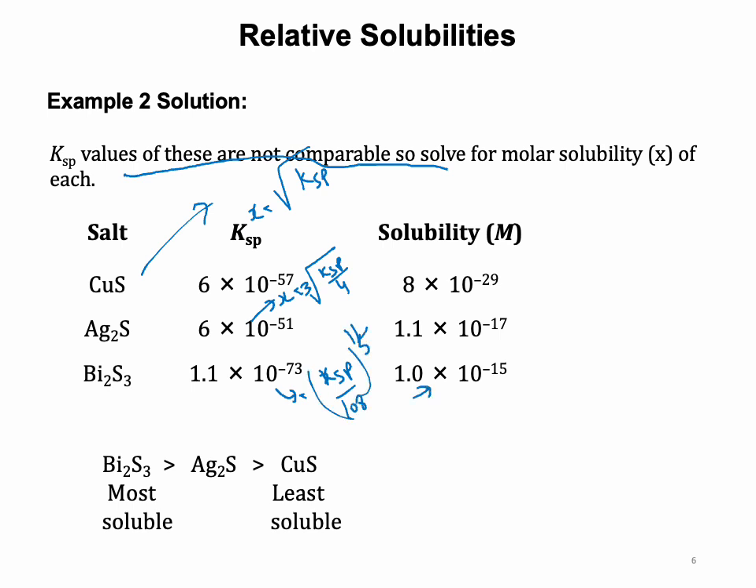That's when you get this. So you have to find values of X for all of them. Then this has the lowest, then higher, and then the highest solubility. So CuS is least, then Ag2S, then Bi2S3. And that is relative solubilities.